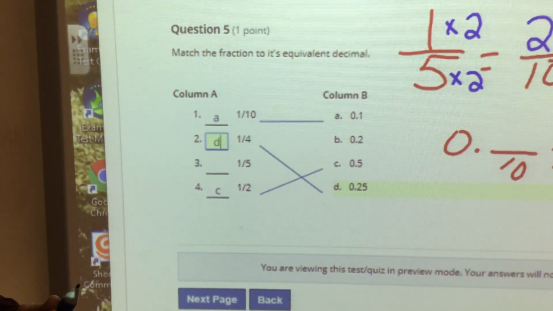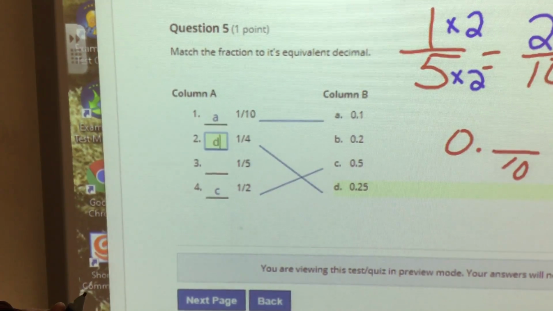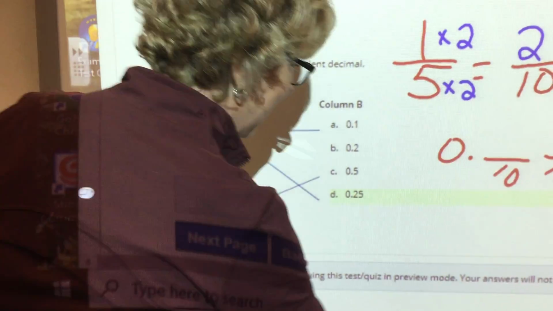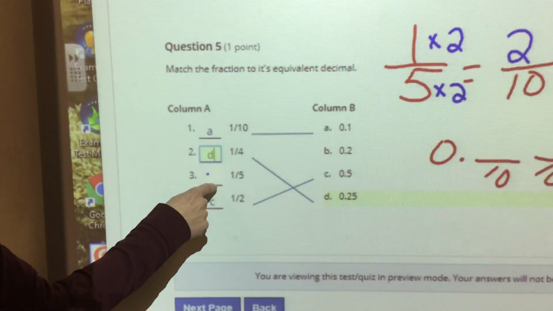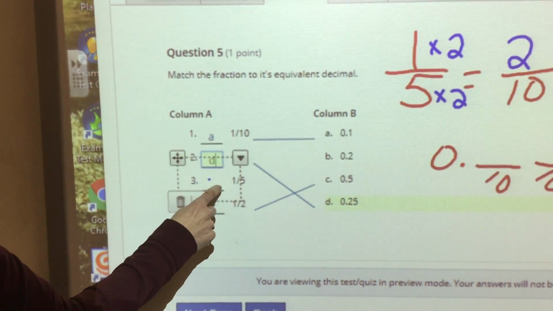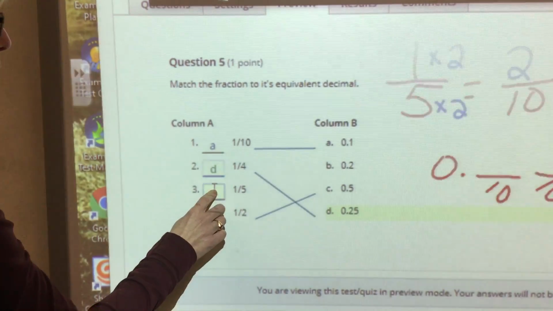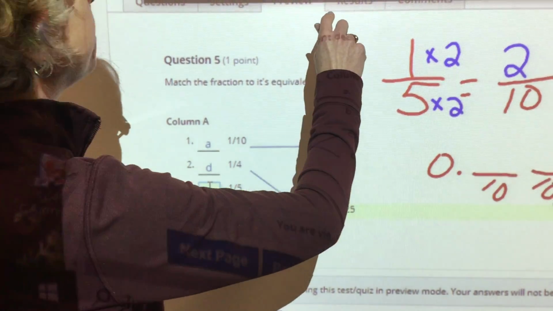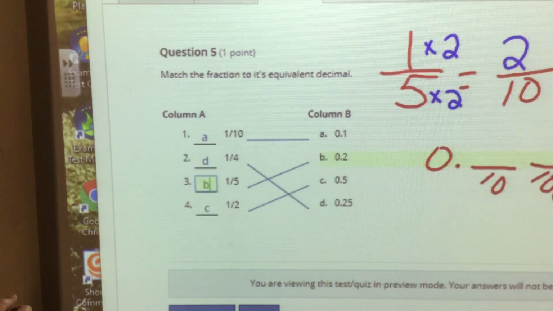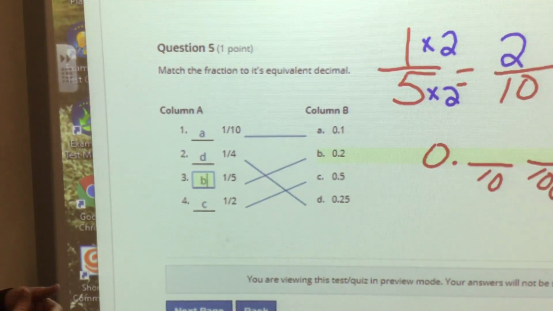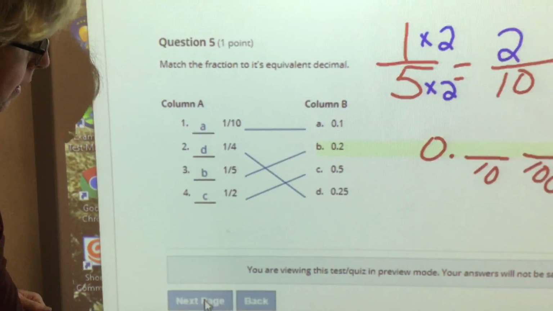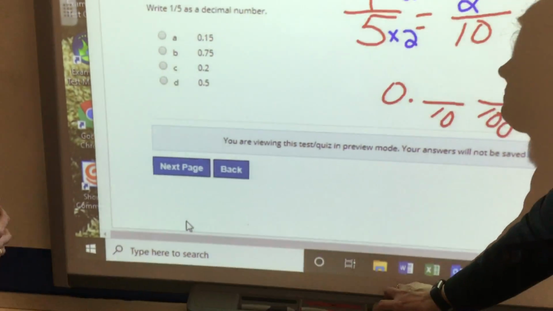As I look at that, where did I go with that? 1/5 and 2/10. So as I look over here, now I've got this dot in there. I am going to put B. All right? And that is how you would complete those problems. All right, Mrs. Lund.